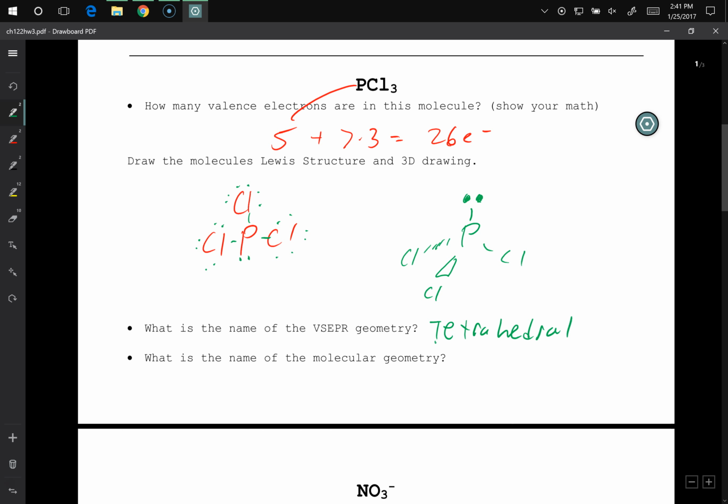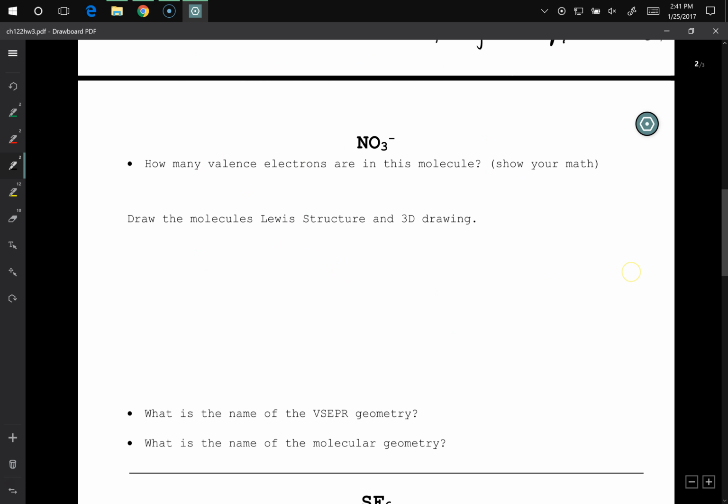Okay, so when I go for the molecular geometry, I go ahead and get rid of the electrons. Now what shape do I have? Keenan. A trigonal pyramid. Okay, and it's a triangle base going up. Why is it a trigonal pyramid, not just a pyramid? Yeah, pyramids have four sides. They don't have three. All right, next one.